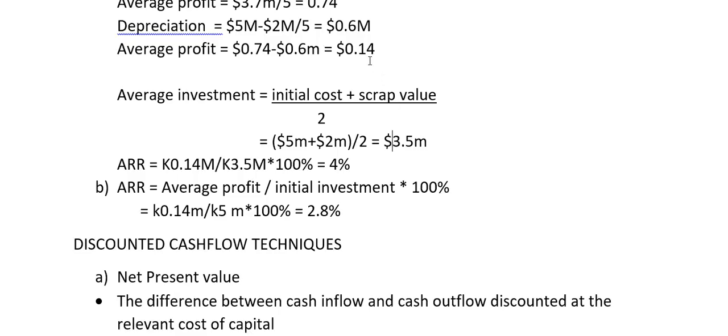Alright, so average profit is 0.14 divided by average investment 3.5, multiplied by 100. So we are getting the ARR: average profit 0.14 over average investment 3.5, that is 4%.